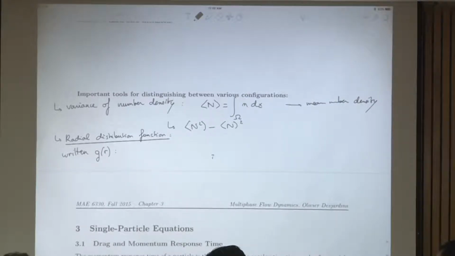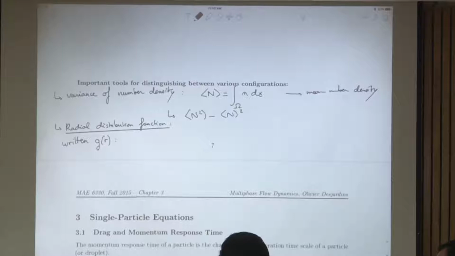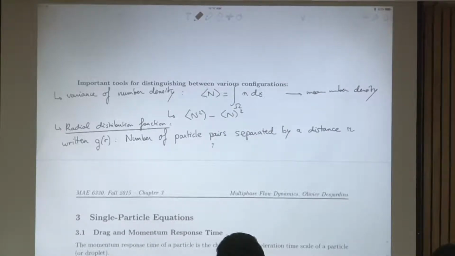So basically, you're going to be looking at the distribution of inter-particle pair distances. So that's going to be the number of particle pairs separated by a distance r.